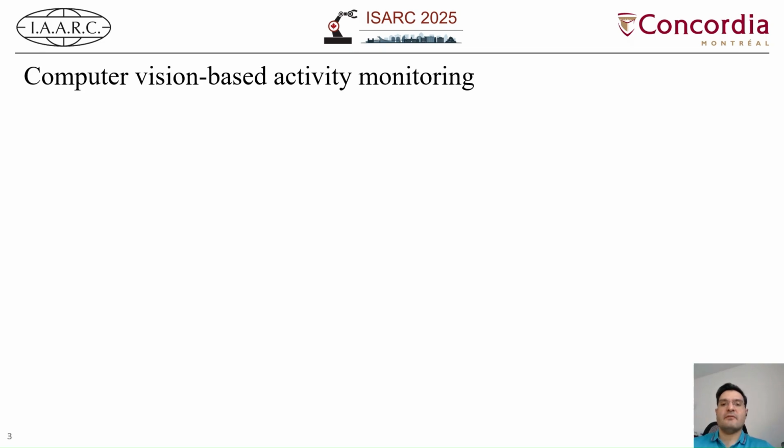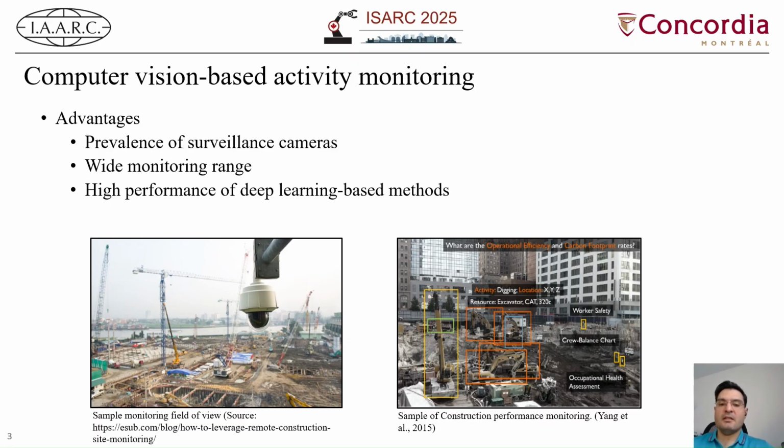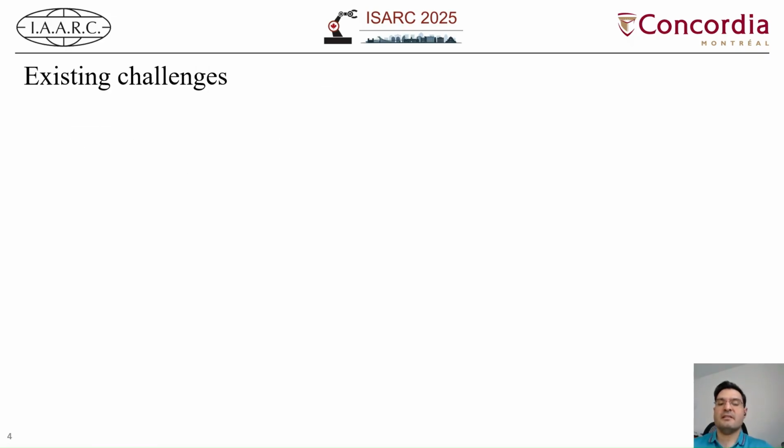Also, most of the state-of-the-art automated methods are vision-based because of advantages like these: these days cameras are installed at most construction sites, and they are usually installed at high places and can provide a wide monitoring range. The other advantage is that by using methods developed in the field of computer vision, many high-performing methods have also been developed in construction. However, there are still some challenges.